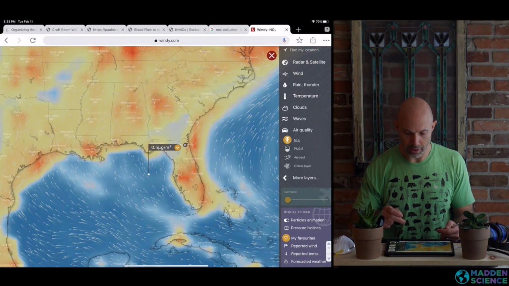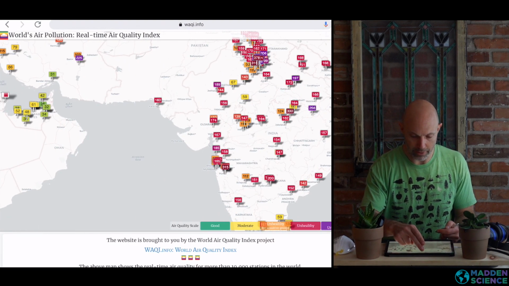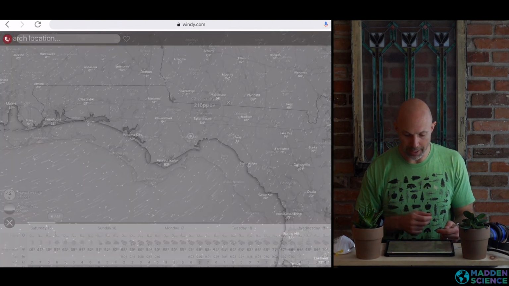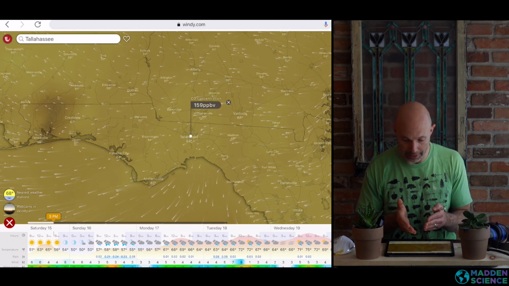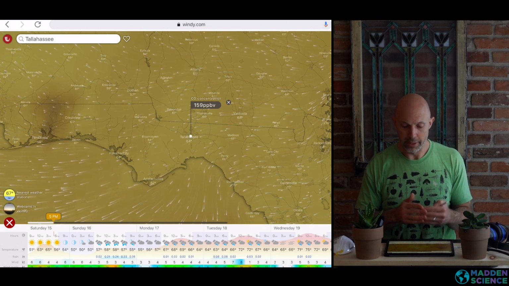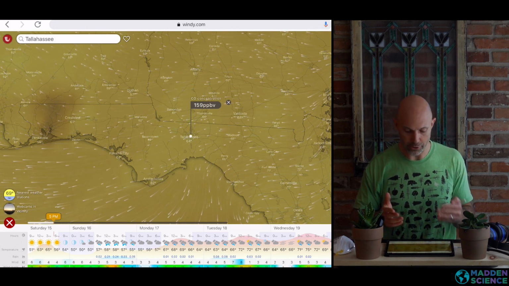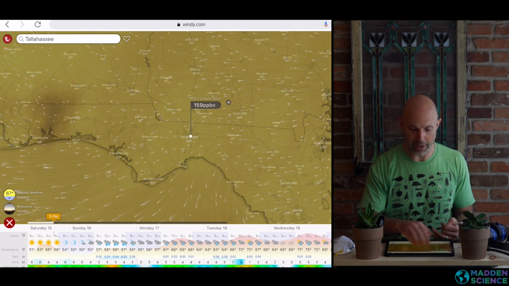Here's another cool one with one of my favorite websites, Windy. So we kick over here and we jump on Tallahassee. Last thing I was on was carbon monoxide. So currently we're at 159 parts per billion carbon monoxide concentration. You could kick that over and look at sulfur dioxides or NOx gases.